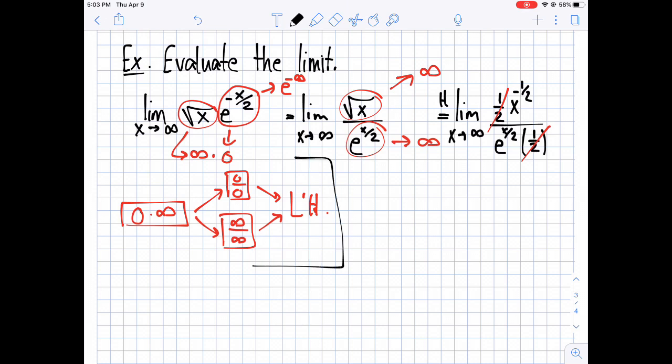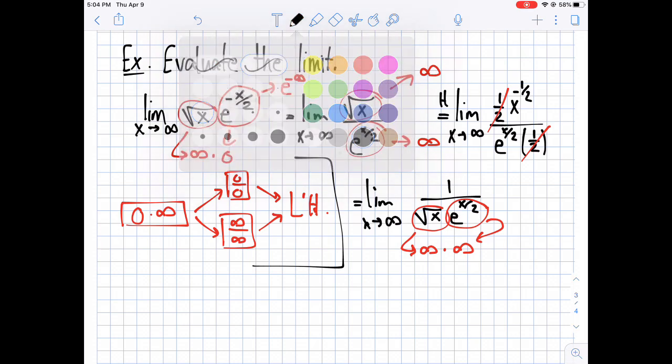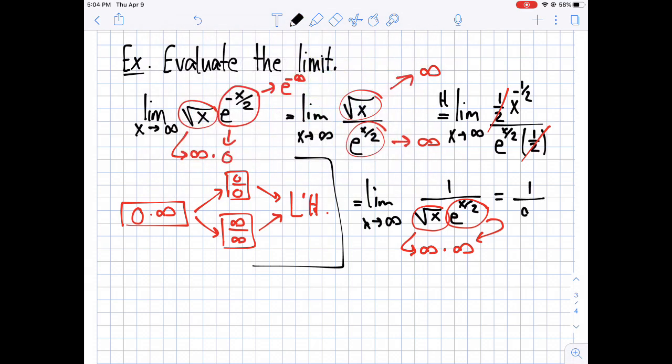Really, what we end up with is the limit as x approaches infinity, and we could rewrite it as 1 over the square root of x times e to the x over 2. And now let's take a look at what happens as x goes to infinity. This term goes to infinity, and so does this one. So you have to ask yourself, if we have infinity times infinity, is that an indeterminate form? And it is not. So this is actually just going to go to 1 over an ever increasing number. This whole thing is just going to go to 0.